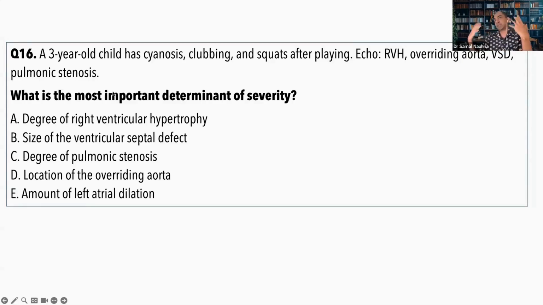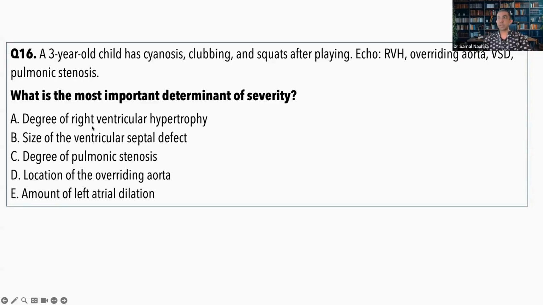Taking a step back, have we figured out what the child has? What's the diagnosis? If you see 4 findings here, the clinical finding is cyanosis. This is a 3-year-old, so something happening very early on in life. Right ventricular hypertrophy, overriding aorta, VSD, and pulmonic stenosis. So 4 findings. If you know it, this is TOF, tetralogy of Fallot. So what is the most important determinant of severity?